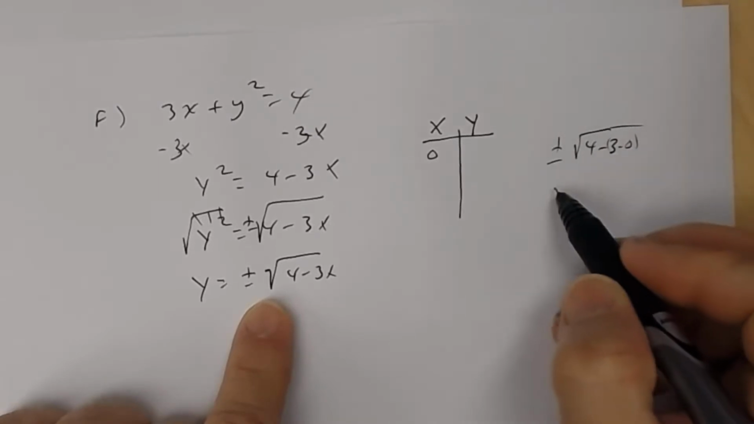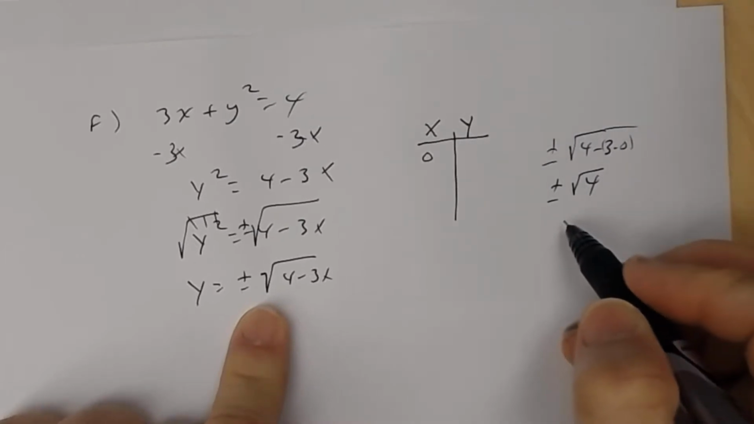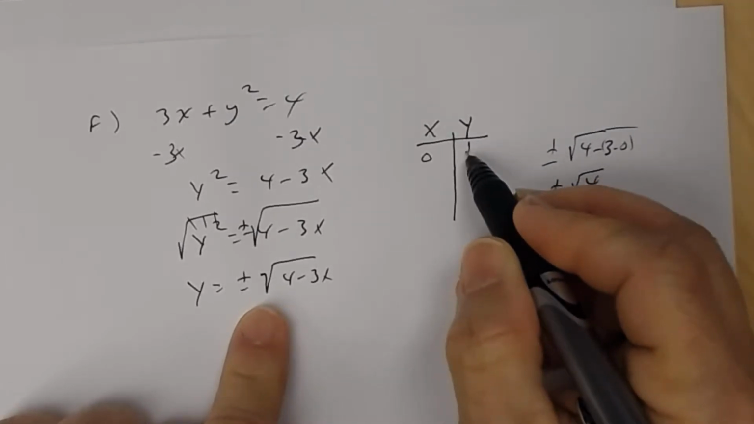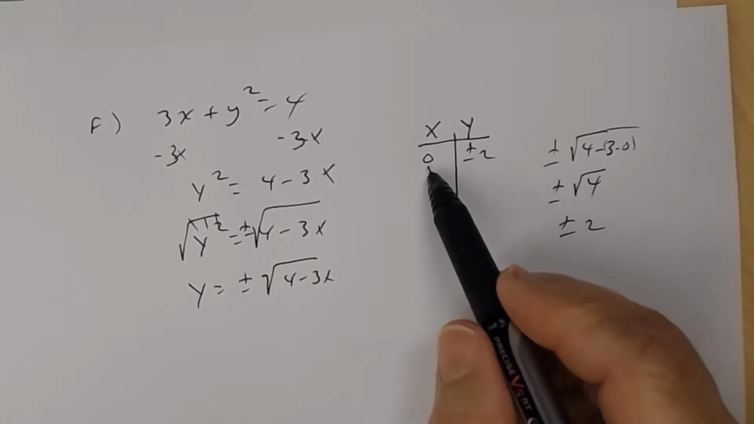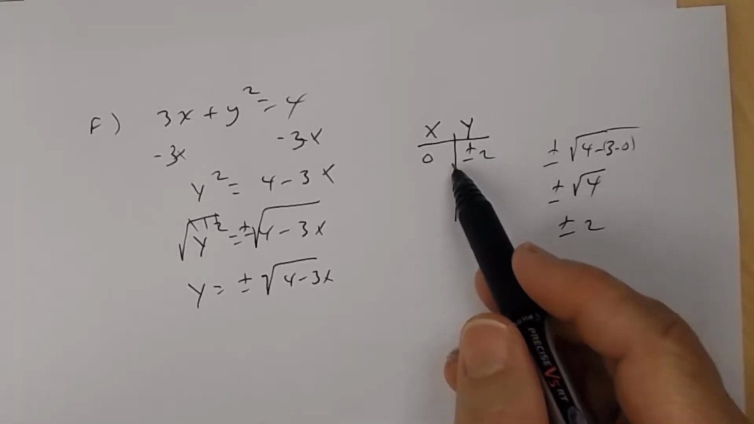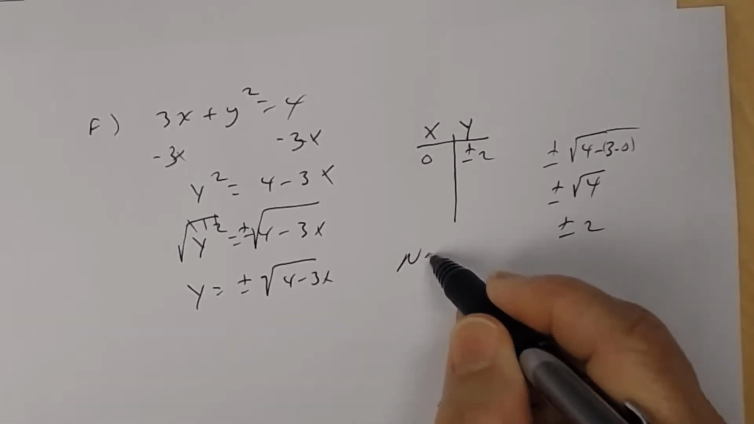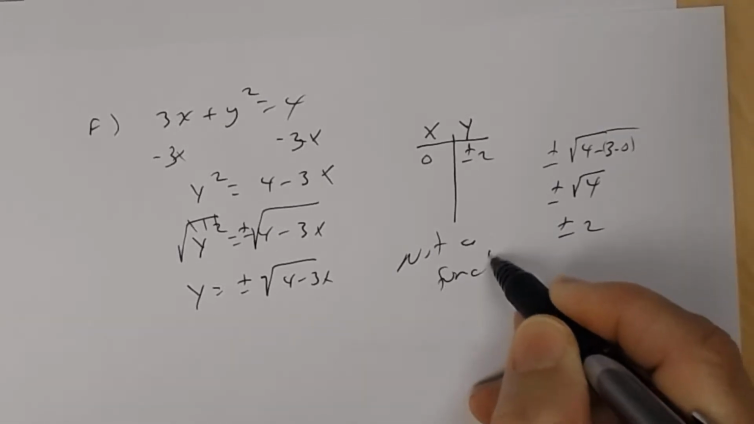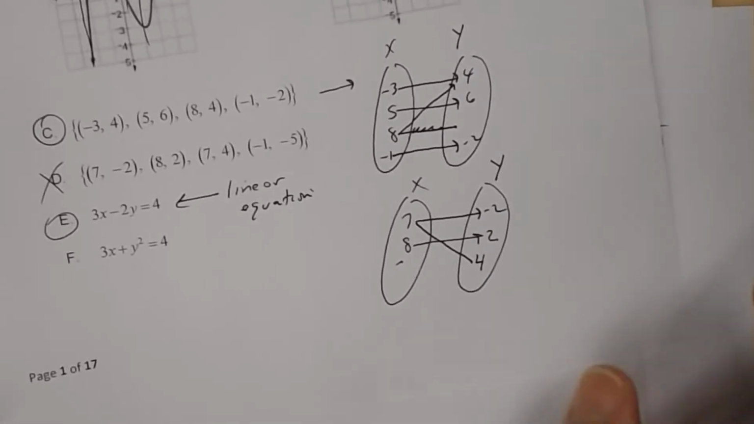3 times 0 is 0, so that becomes plus or minus the square root of 4, and that's just plus or minus 2. So this is plus or minus 2. Now remember what that means. That means that when x is 0, there are two y values. There's a positive 2 and negative 2, and then right away you can stop. This is not a function. All right, so you would not choose f.